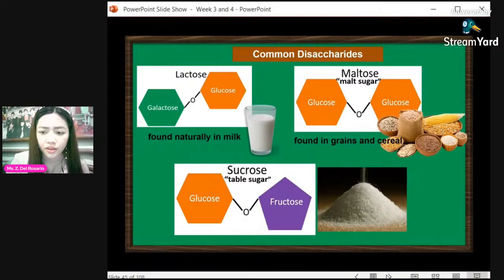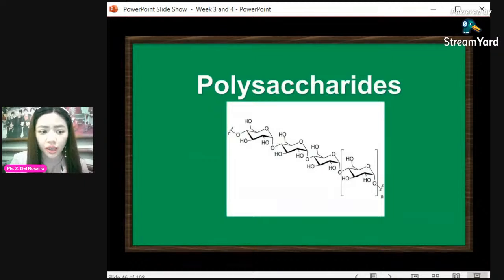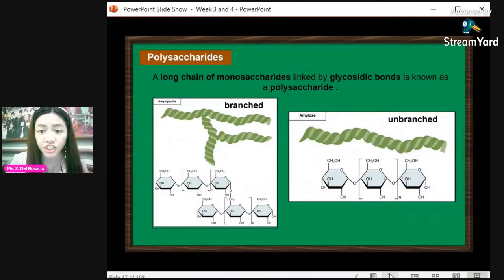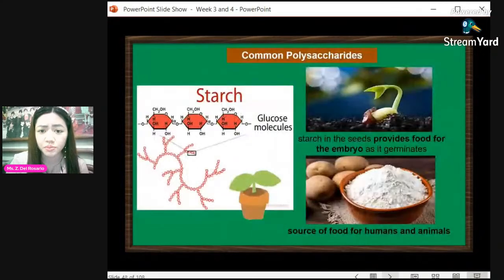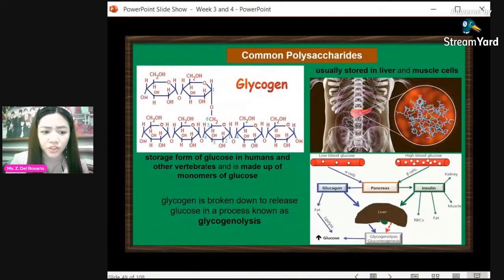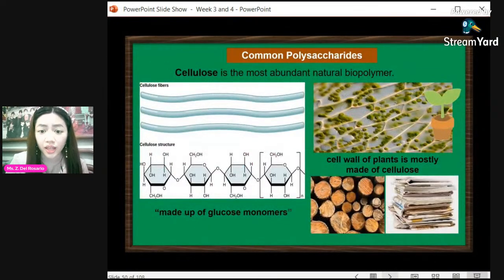This time, we will be moving on to the last classification, which is polysaccharide. When we say polysaccharide, this refers to a long chain of monosaccharides linked with glycosidic bonds. Some of the common polysaccharides include starch and even glycogen. We also have cellulose.